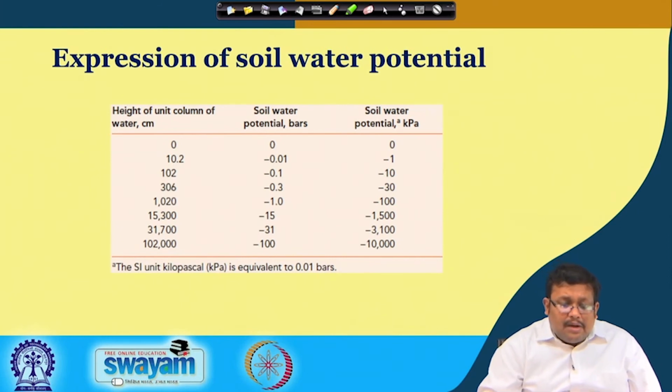So, expression of soil water potential, as we can see, we can express the soil water potential either as height of a unit column of water, meaning centimeter, or in bars, or in kilopascal. Remember that the SI unit kilopascal is equivalent to 0.01 bar. So, it is basically conversion from one form to another form.